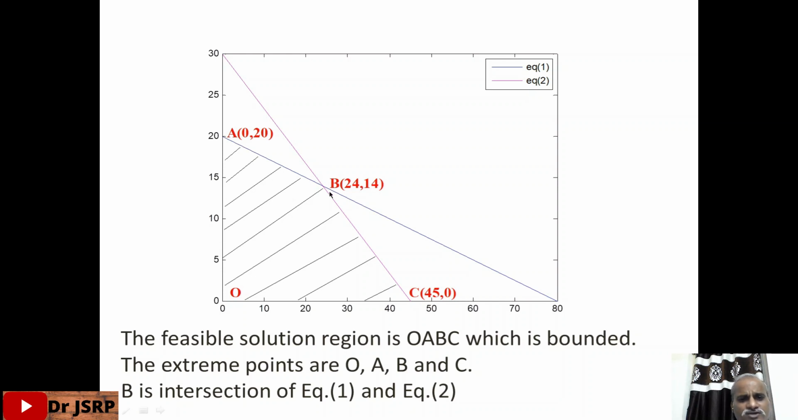Okay, right. Now how do you identify B? Since it is a rough graph, we have to solve the 2 equations. B is the intersection of the 2 lines, equation 1 and equation 2. Solve equation 1 and equation 2, you get the point B. Okay, how do you solve the 2 equations? Make the coefficients of one of the variables equal and add or subtract to eliminate that variable. Then you can find the second variable.